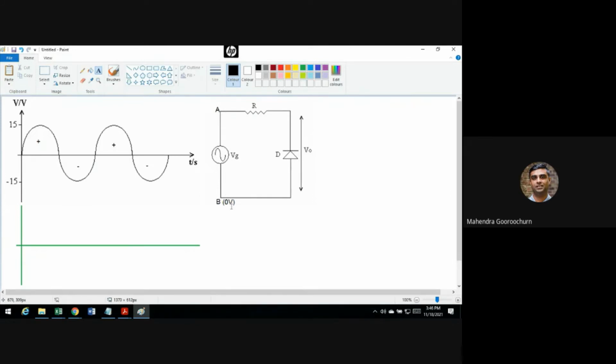Now next, if your A is positive, look at the diode. It means you're trying to flow.